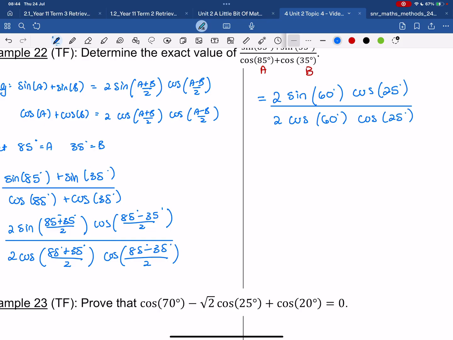Well, that is okay, because those 2s are going to cancel. Those cos of 25s are going to cancel, and I've just got sine of 60 over cos of 60. And we know that sine of 60 is root 3 on 2, and cos of 60 is a half. And so my final answer is square root of 3.